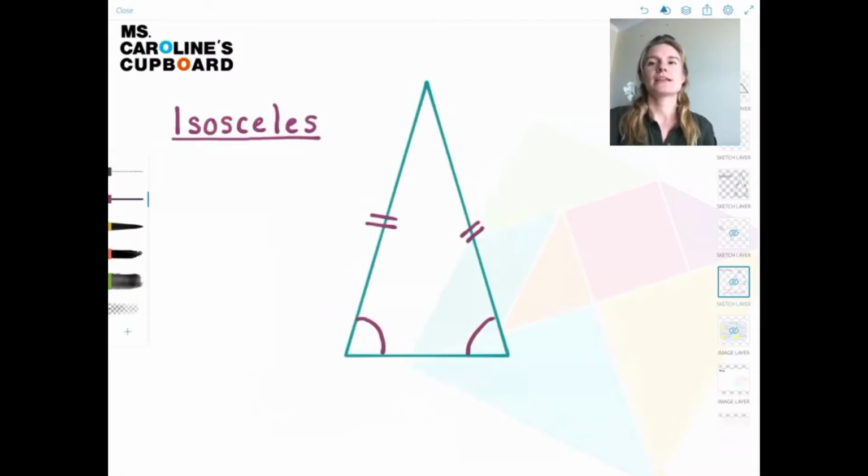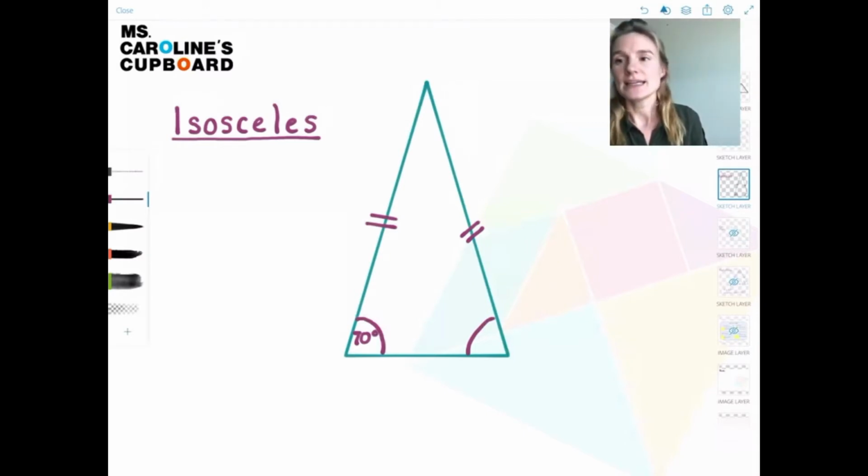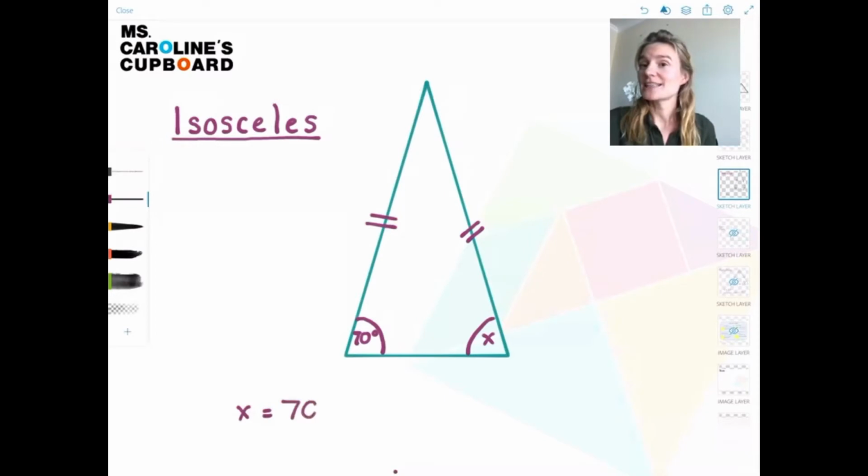Let's have a look at another kind of triangle. Isosceles, what do we know about this? Well, it's got 2 sides the same length and those 2 angles down the bottom are the same. We have to keep that in our mind. They are going to be the same as each other. That's going to help us. So, let's see. If this one is 70 degrees, then what is the other one going to be? What's that x going to be? It's isosceles. So what's it going to be? It's going to be 70 as well.